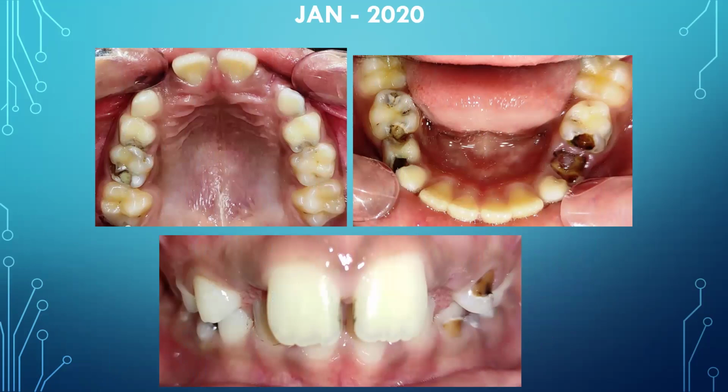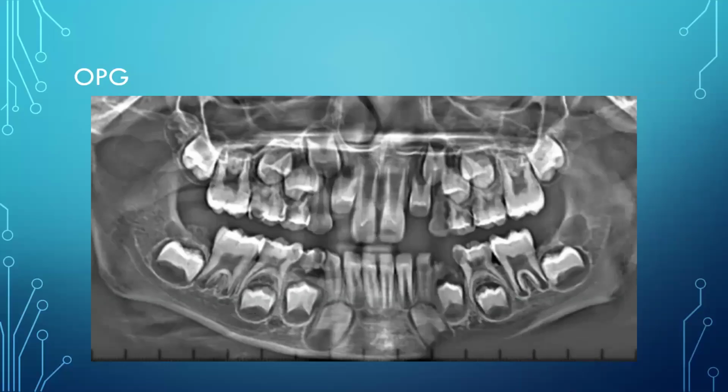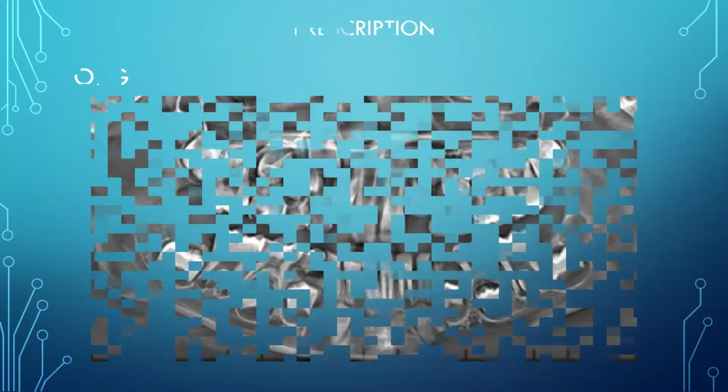This child had a gag reflex and he had a history of gastritis. So that was also required to be considered while prescribing for him. Now, this OPG shows that some of his primary molars were really badly damaged, and even there was a root resorption in case of mandibular first molars.